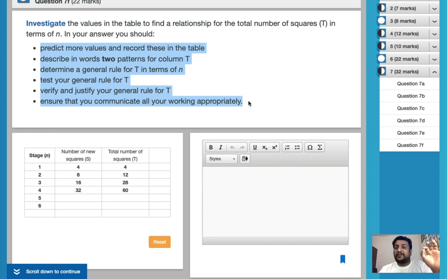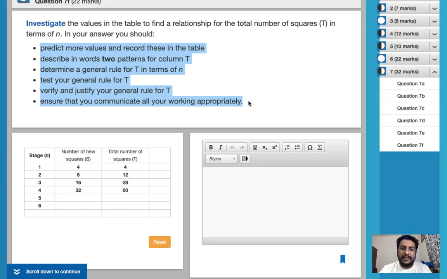Verify and justify. There is a difference between verify and justify, and that is equally important. Ensure that you communicate all your working appropriately. The last pointer is covered when you show each and every step and communicate your mathematical understanding to the examiner in your paper. So the last pointer is covered. Now let's go step by step.